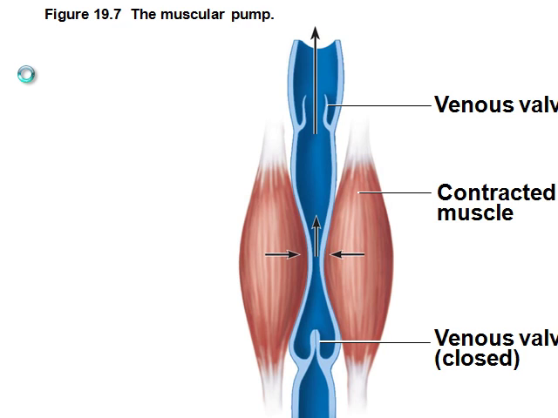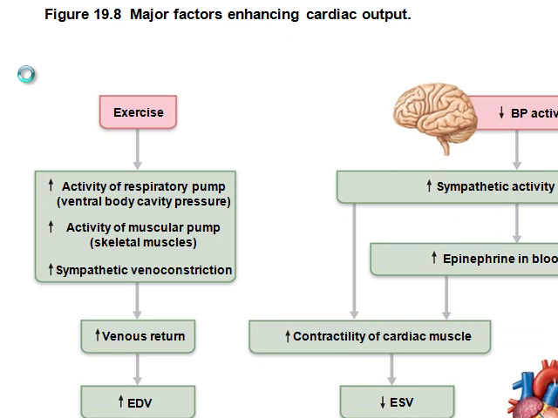And then we have something called sympathetic venoconstriction. What's sympathetic? Yeah, speeding up. This is the autonomic nervous system. So we actually have the autonomic nervous system giving little jolts every once in a while to the venous system to help get blood back to the heart. So there's a lot of different things that are going to help monitor and maintain pressure in the system.